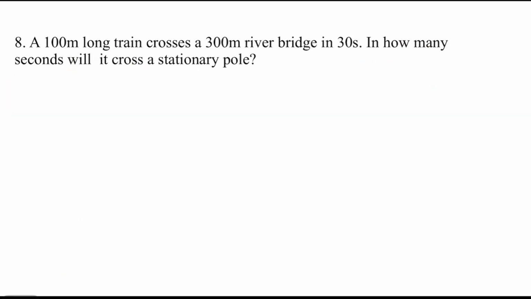A 100-meter long train crosses a 300-meter river bridge in 30 seconds. In how many seconds will it cross a stationary pole? Okay, so a 100-meter long train crosses a 300-meter bridge in 30 seconds. So in how many seconds will it cross a stationary pole?